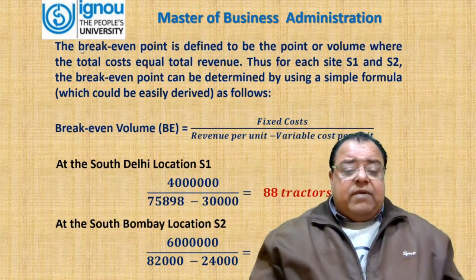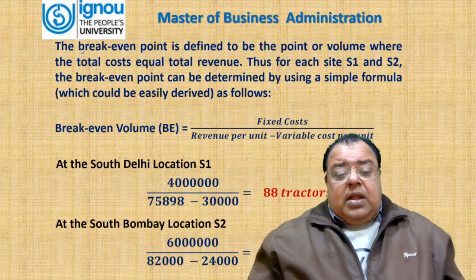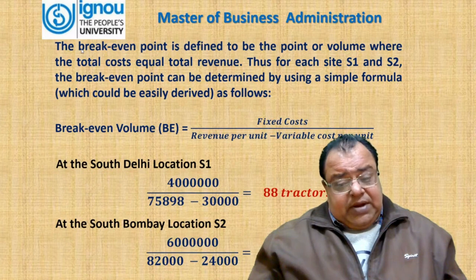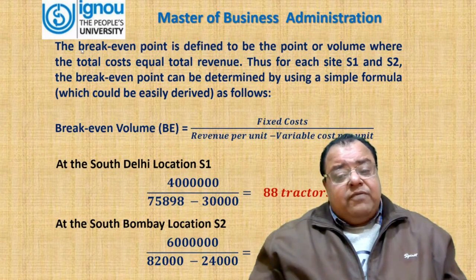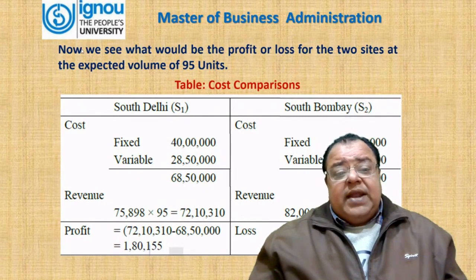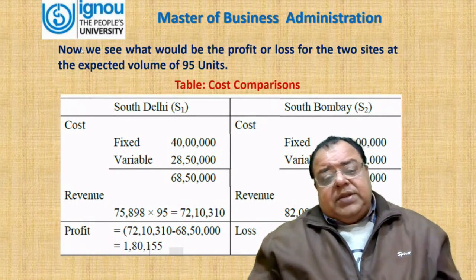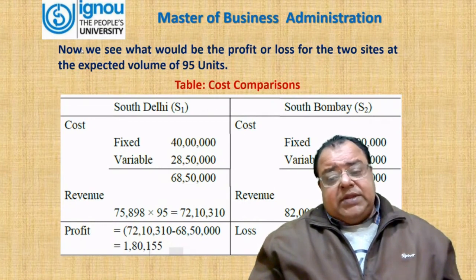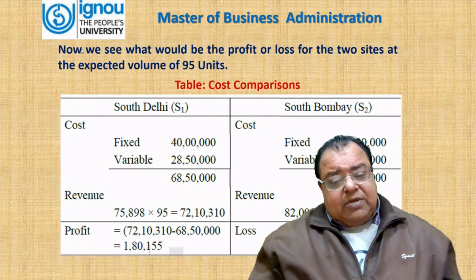So here we see that after calculating, for South Delhi location S1, we got 88 tractors. And for South Bombay location S2, we got 104 tractors. Now we see what would be the profit or loss for the two sites at the expected volume of 95 units. So this is the comparison. Cost is fixed plus variable, that is 68 lakhs 50,000. And for Bombay, it is 82 lakhs 80,000.